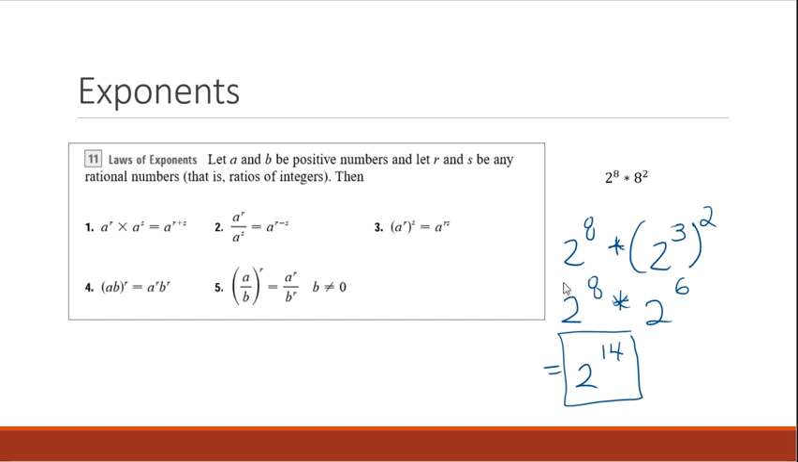Okay, now this, what property do we use here? Look to your left here. Which property? It's this one, number 1. So you add the exponents here. So a to the r times a to the s equals a to the r plus s. So you add the exponents. So that's 8 plus 6. So this equals 2 to the power of 14. Okay, so the problem would ask you to simplify this, and that would give you this.